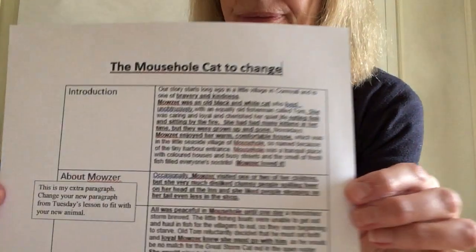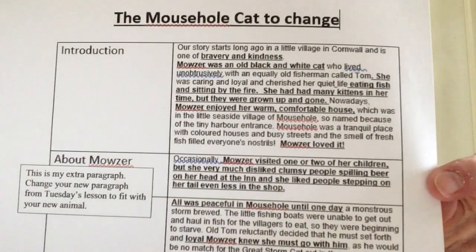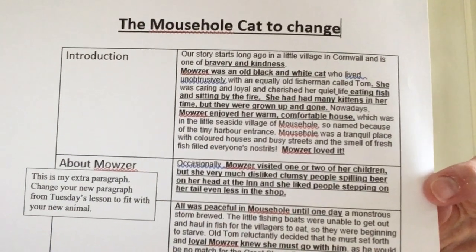Year 2, and welcome to week 5, day 3. We're looking today at changing some of the parts of the Mouse or Cat that Mrs. Pratelli read to you on Monday. I'm hoping that you've got the attachment on your computer that looks like this. It says the Mouse or Cat to change.